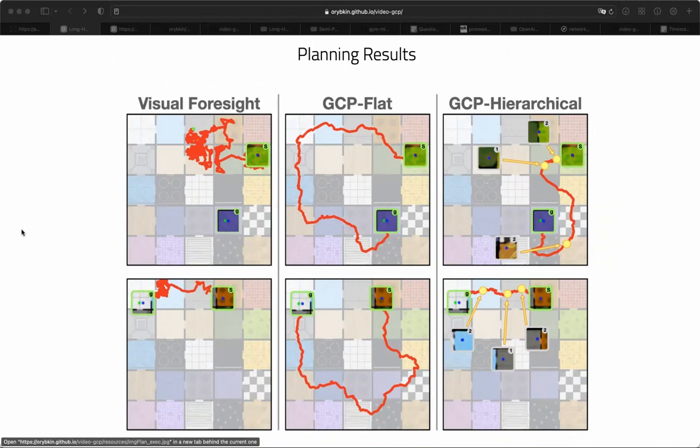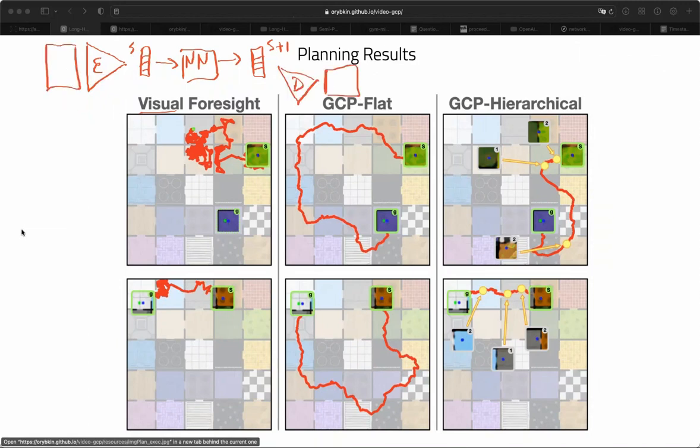Simply put, in this visual foresight example, we have a state, then we have a neural network model that predicts the next state. This state can be a latent representation obtained with an encoder from an input image. Later, the newly predicted state can be decoded with a decoder back to an image.